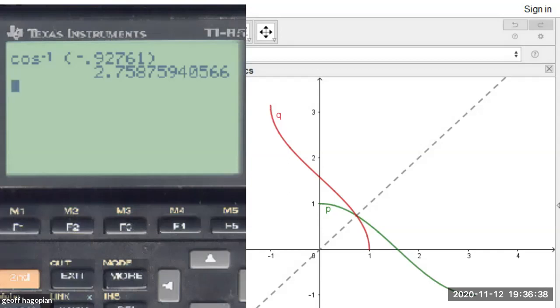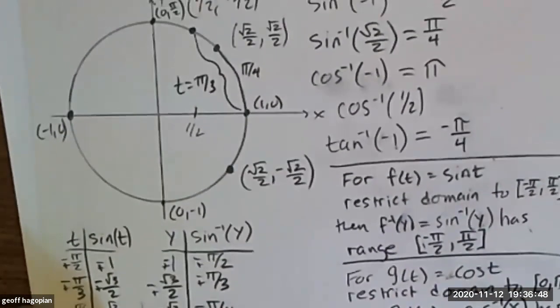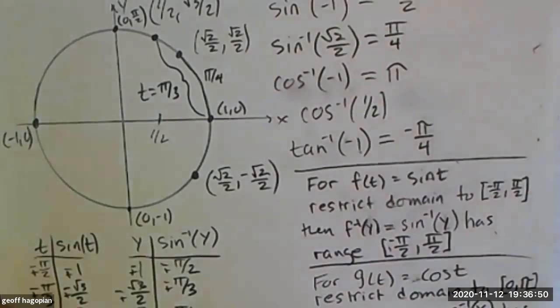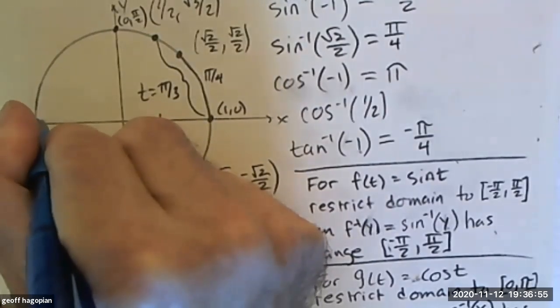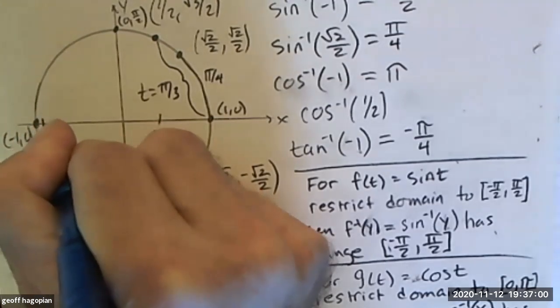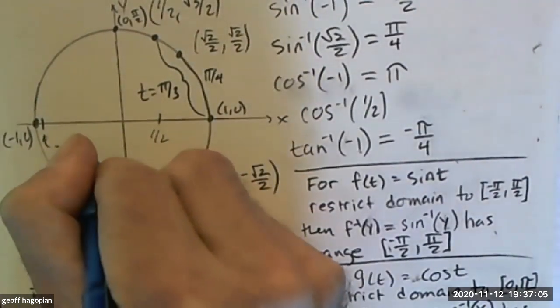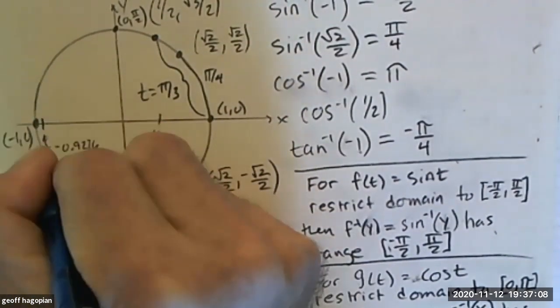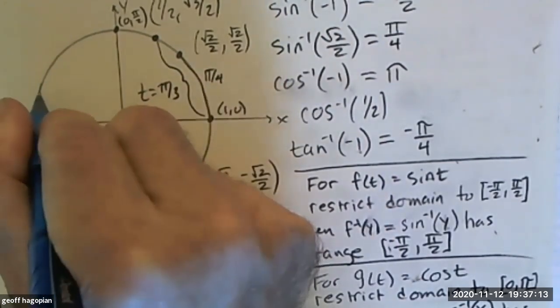Does that make sense? Well, let's go to the unit circle and see if we can make sense out of that. Unit circle being here, up here. I guess we can reuse this one, right? So if cosine is negative 0.9 something, right? And we're way over here. So let's suppose that this is negative 0.92761. There's 2 points on the circle corresponding to that, but only one of them is in the interval between 0 and pi, and that's this one up here, right?